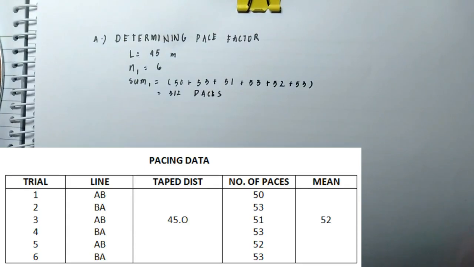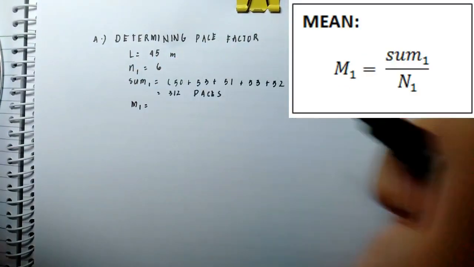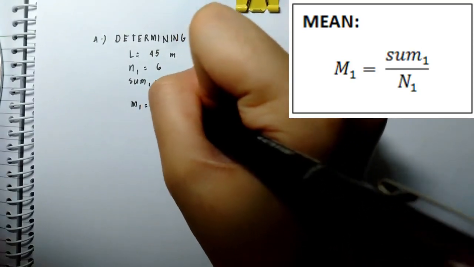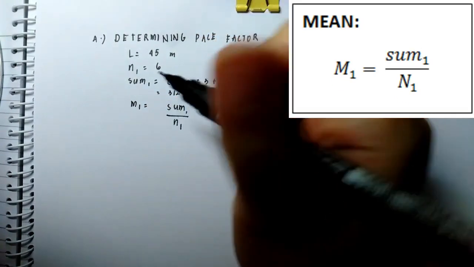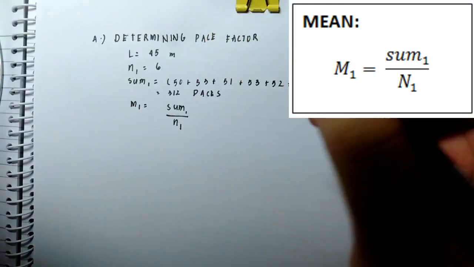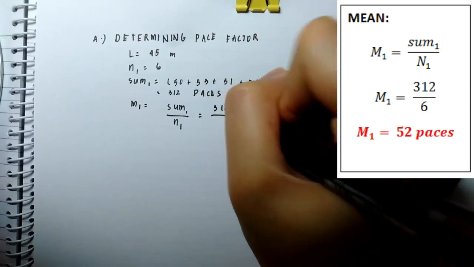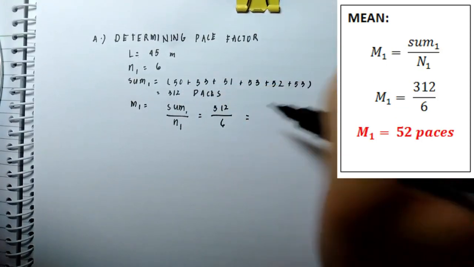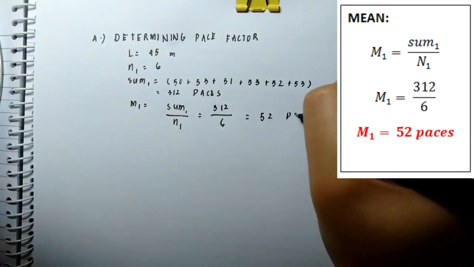Next is the mean. So, what is the formula for the mean? It is sum 1 over N1. So, sum is equals to 312 over 6. So, that would be 52 paces.